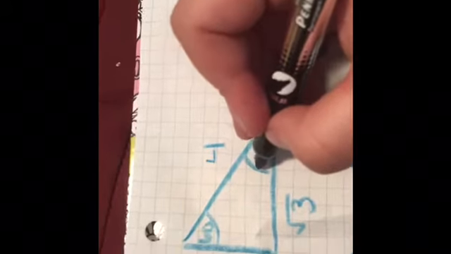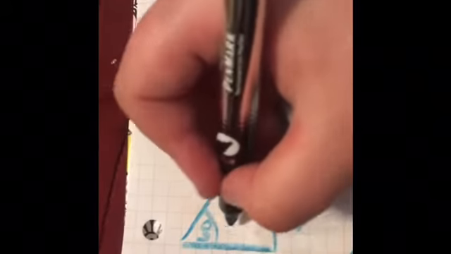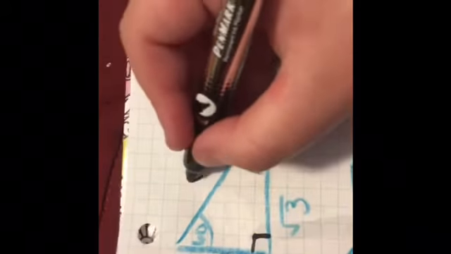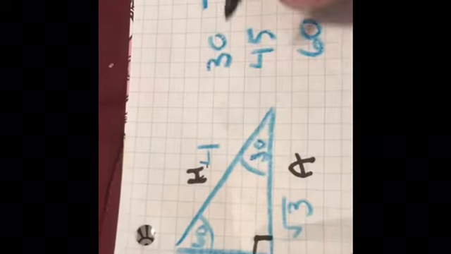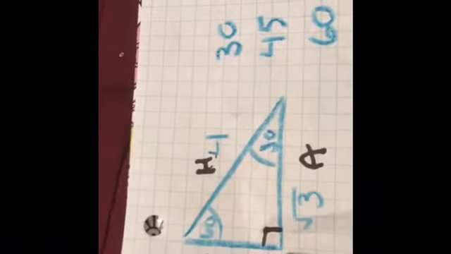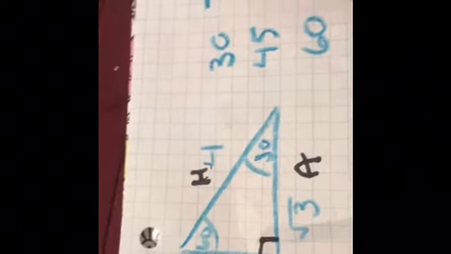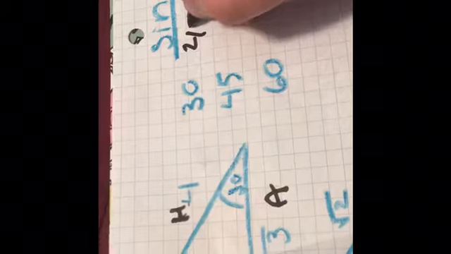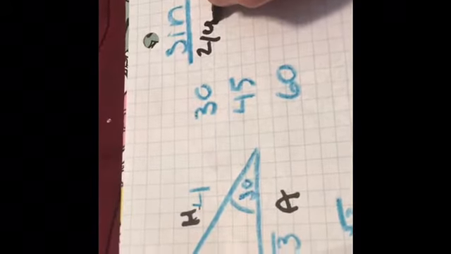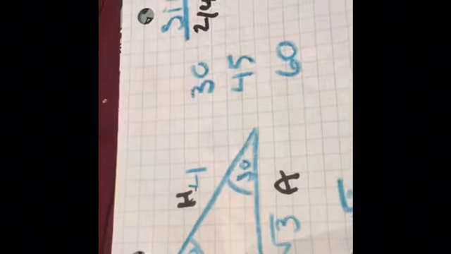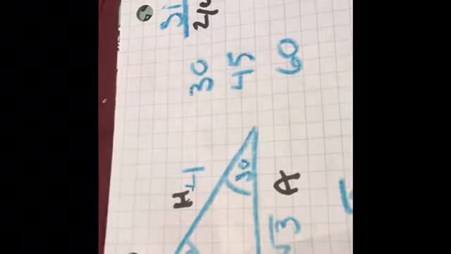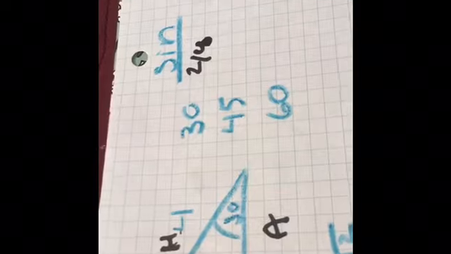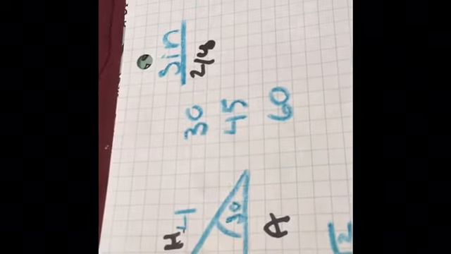So how we would find that is we would find our opposite, our H, and our A. Now if you remember, O over H equals sin. So we would do 2 over 4. Same thing for our cos, it's our A over H. And then we would do our tan, which is our O over A. Boom, we figured it out.